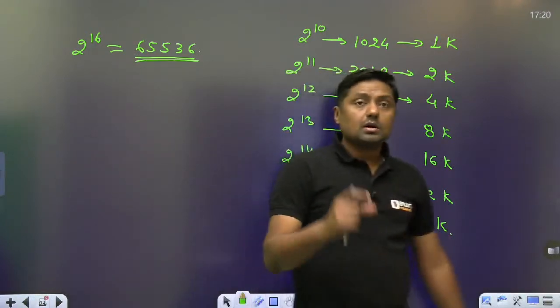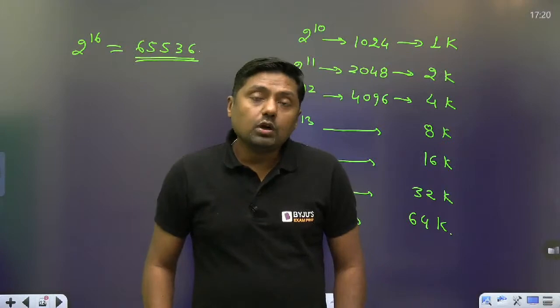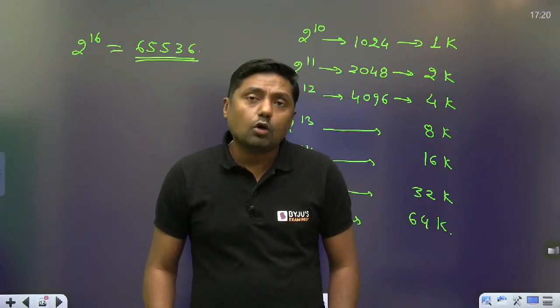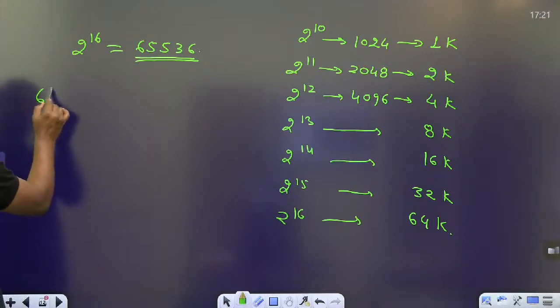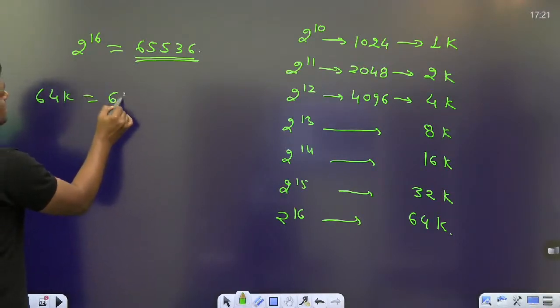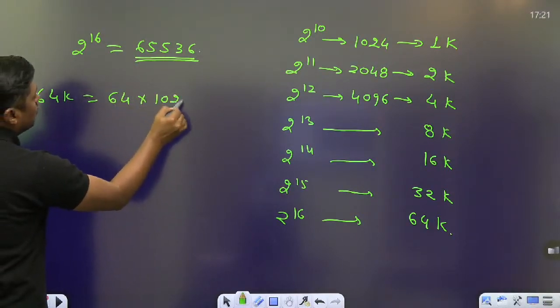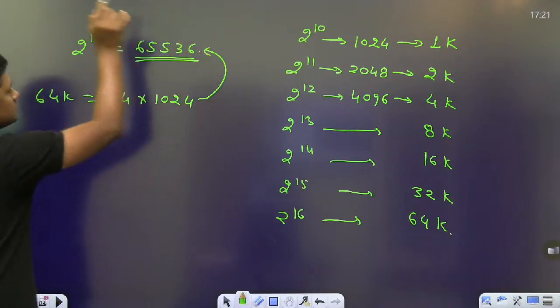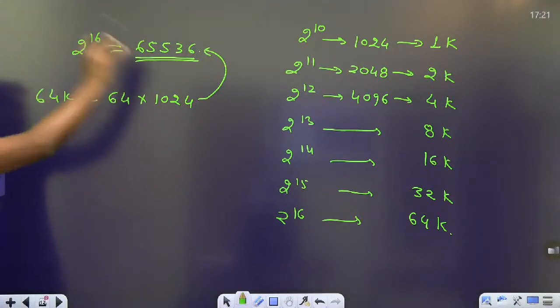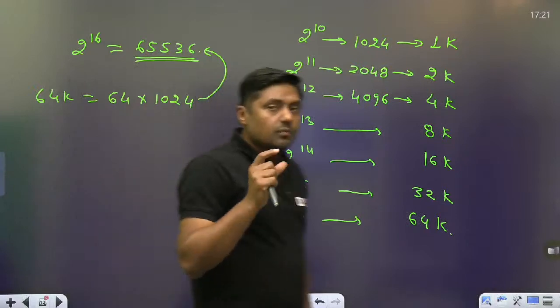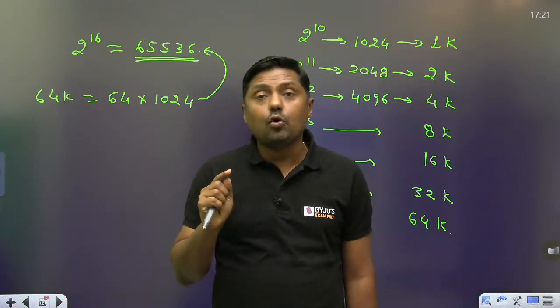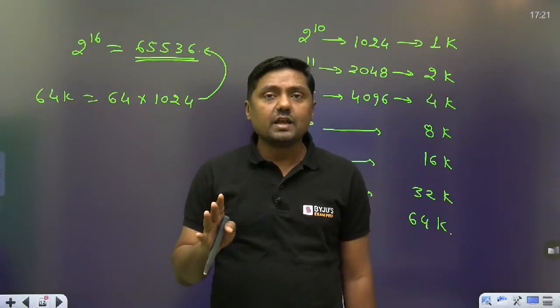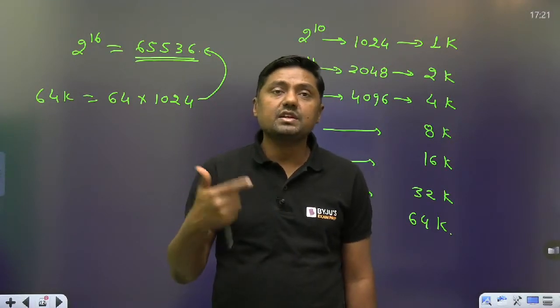64 what? K. Here 1K is not 1000, it is 1024. So 64K means 64 into 1024. That means the microprocessor can generate 64K addresses because it has 16 address lines.